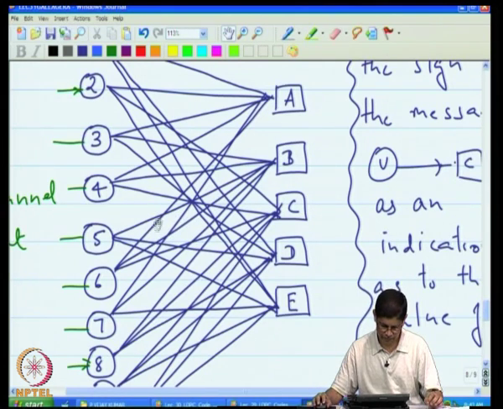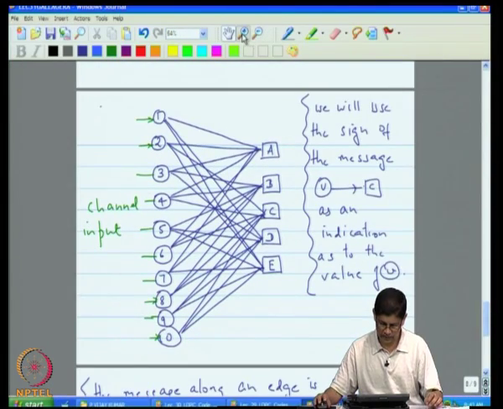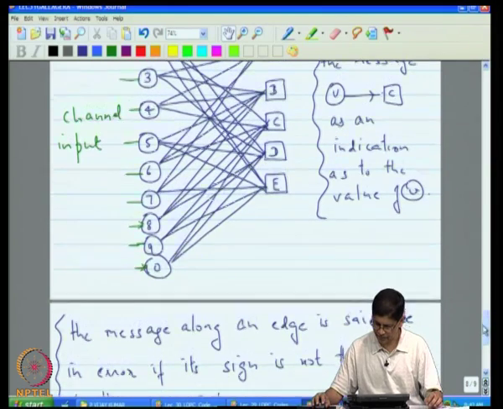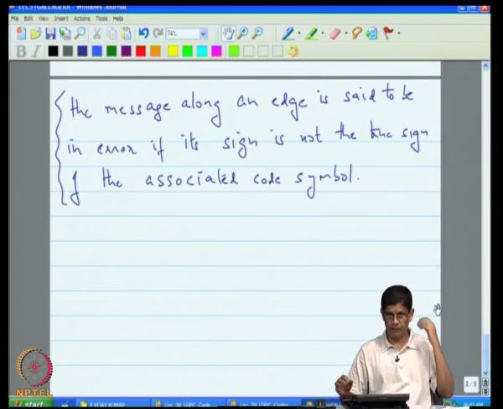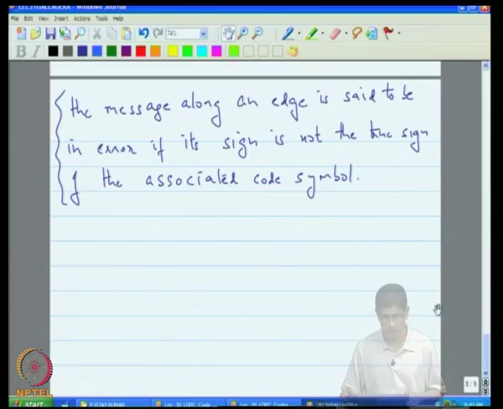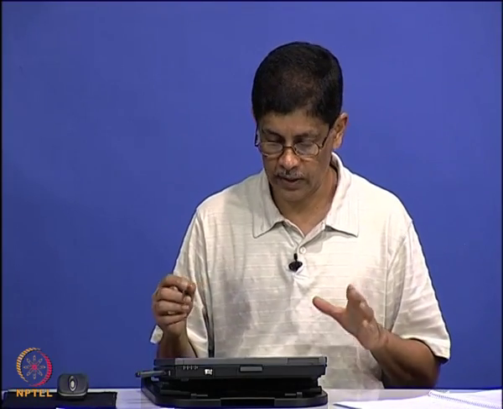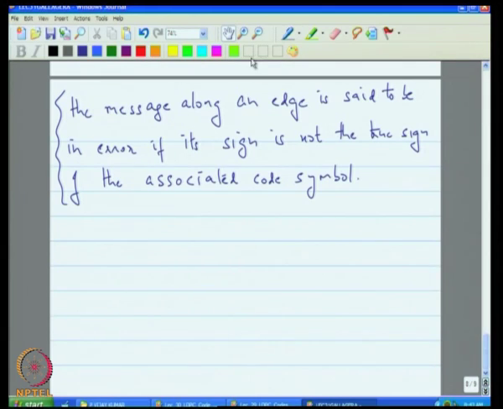So, once again, the sign of the message going from 8 to 6 is an indication of the value of 6. So, if that disagrees with the true sign of 6, then we say that that message is an error. Now, what we want to actually show is that the number of incorrect messages passed is independent of the actual code word transmitted.